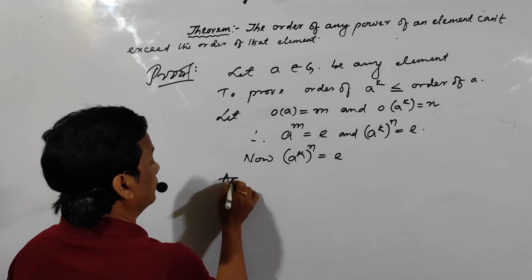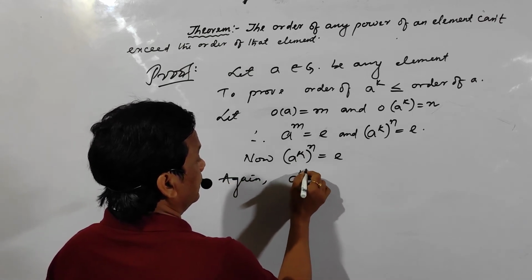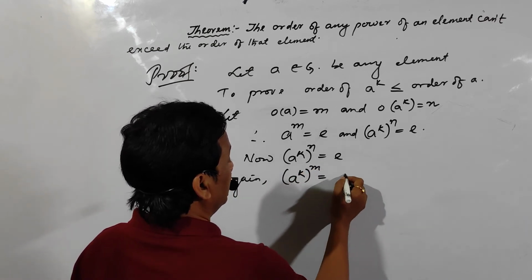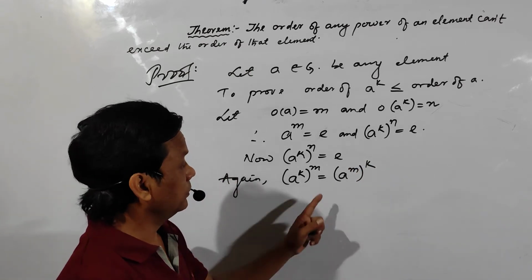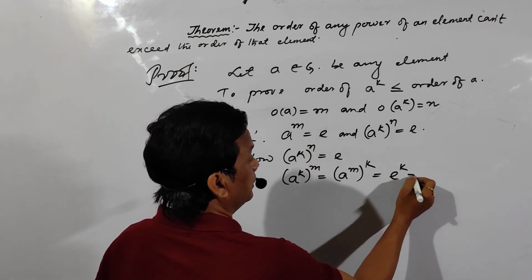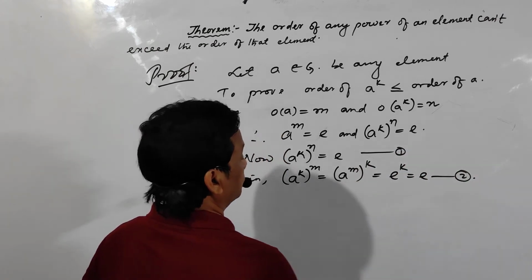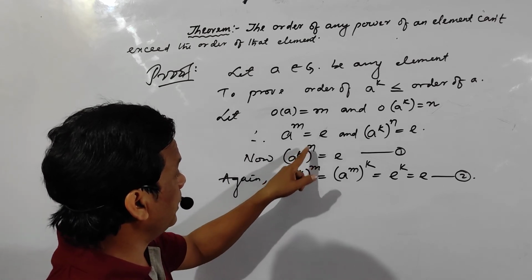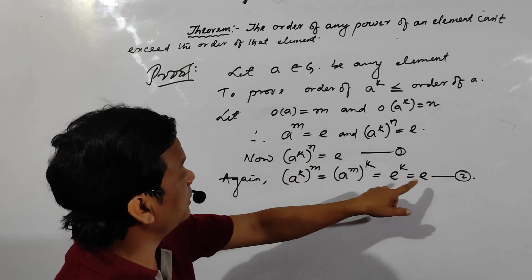Now, (a to the power k) to the power n is equal to e. Again, (a to the power k) to the power m is equal to (a to the power m) to the power k. Here, (a to the power m) to the power k, and a to the power m is equal to e, so e to the power k is equal to e. This is equation 1, this is equation 2. And here, m and n: (a to the power k) to the power n is equal to e, (a to the power k) to the power m is equal to e.